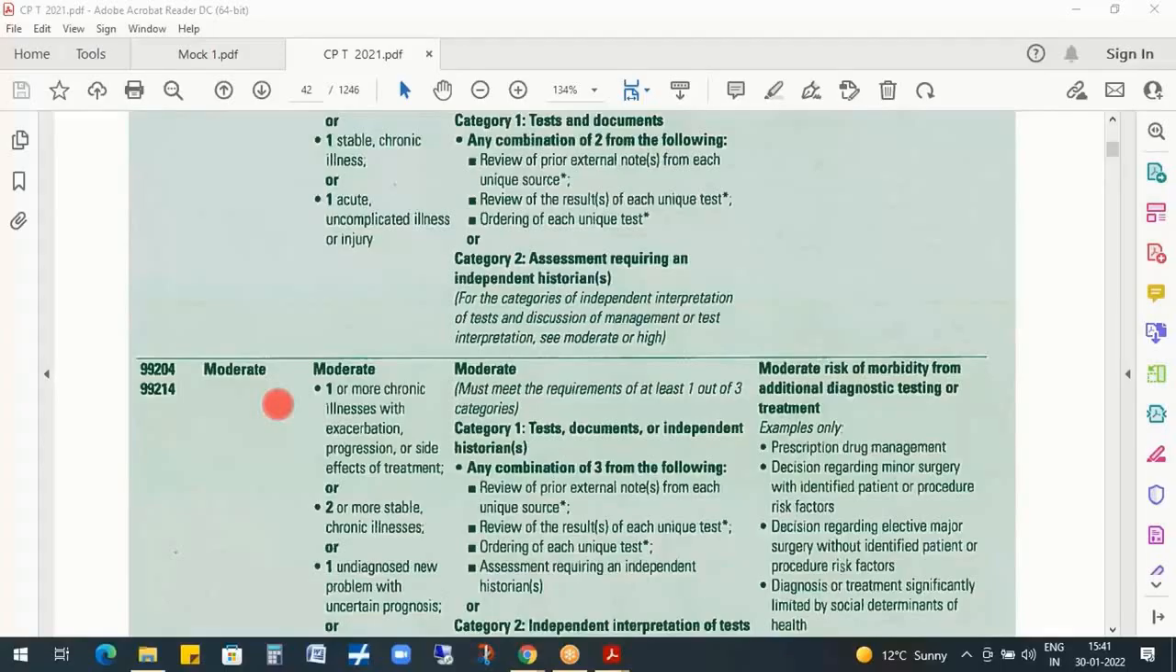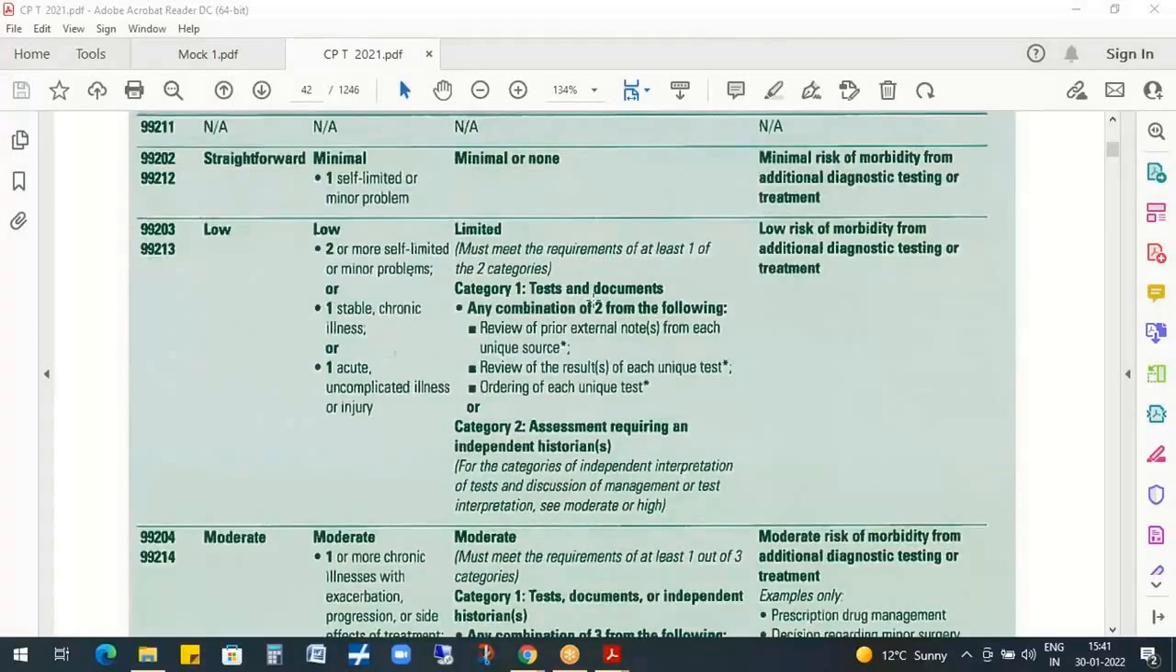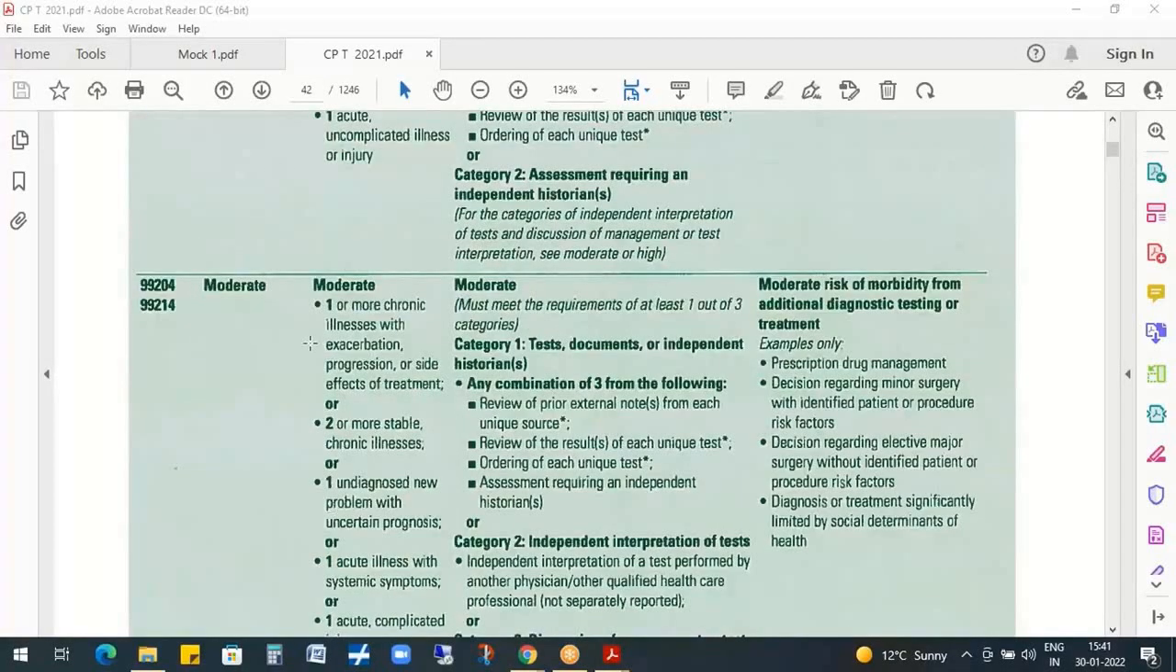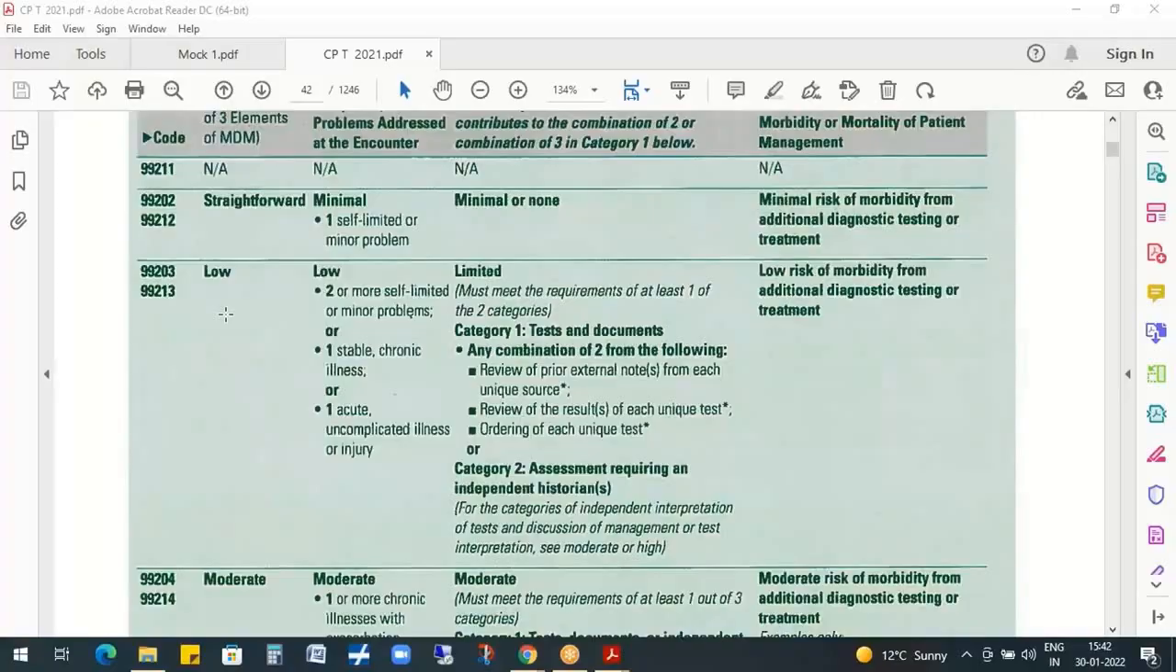99214, yes or no? Yes, sir. Like that, compare with the table. Prescription of drug and the disease condition: the disease condition you need to look at in this column, and prescription of drug here. Mostly low and moderate, try to focus on low and moderate. For case studies, we have to look at this table, sir, for E&M. Okay, E&M.